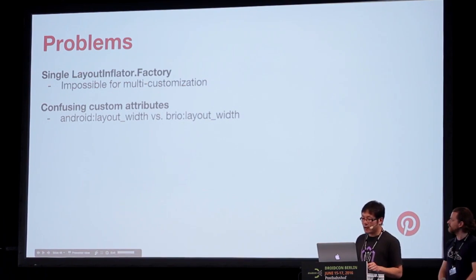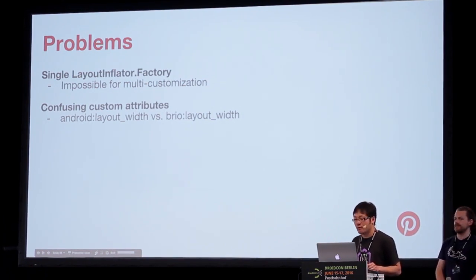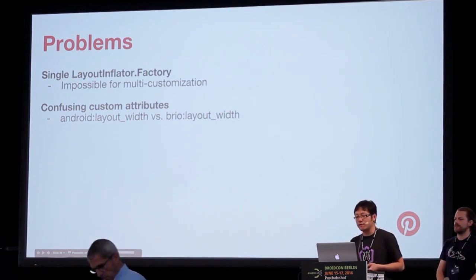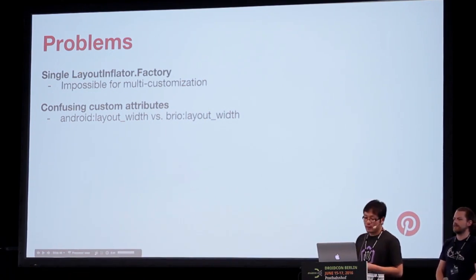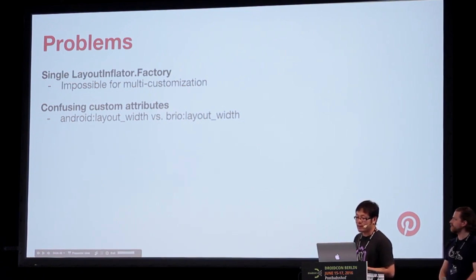Secondly, the custom attributes could still be confusing with the Android default attributes. For example, Android requires the Android layout width mandatorily. So even if a developer sets the Braille layout width, she has to set the Android layout width as well, because Android lint doesn't understand the Braille attributes, and this is very confusing.